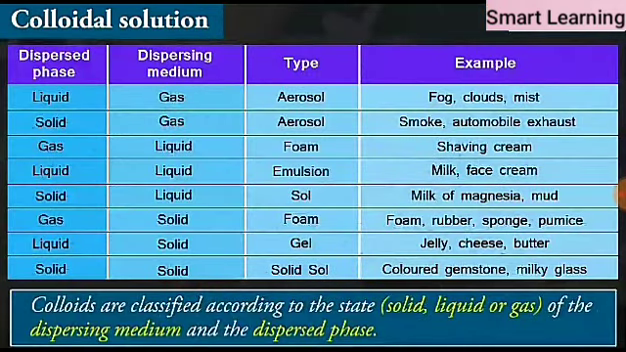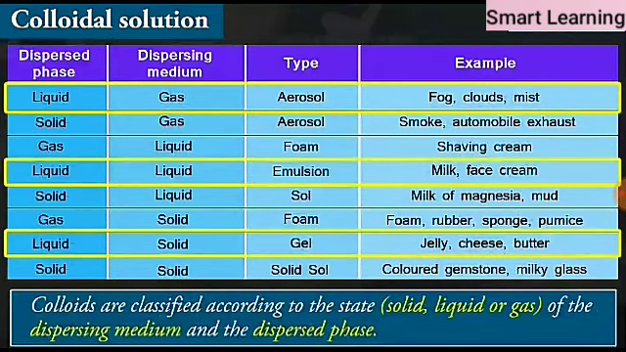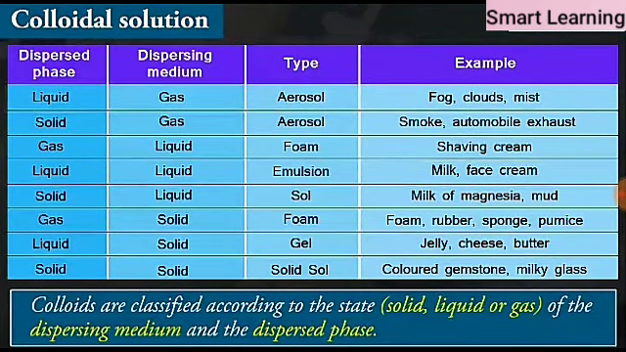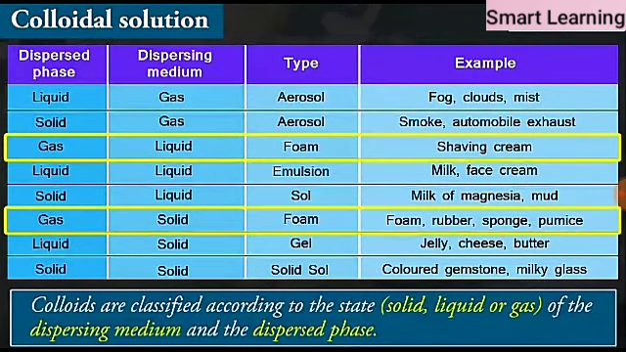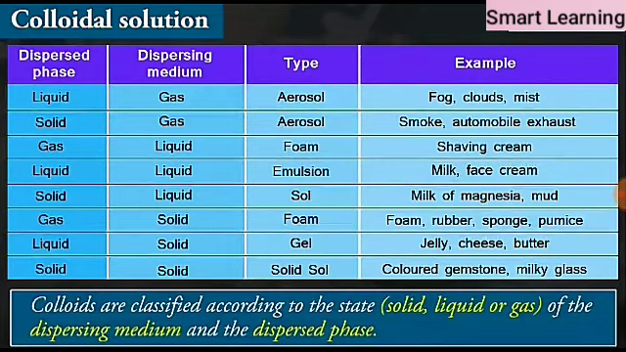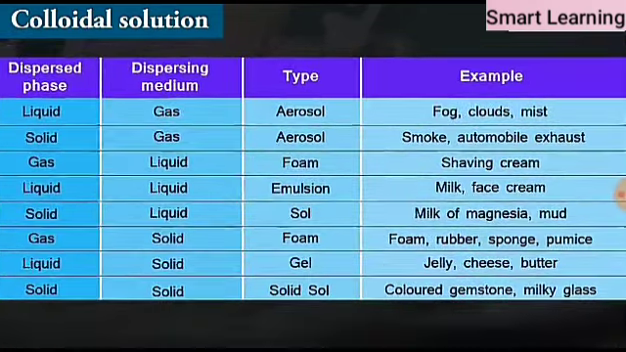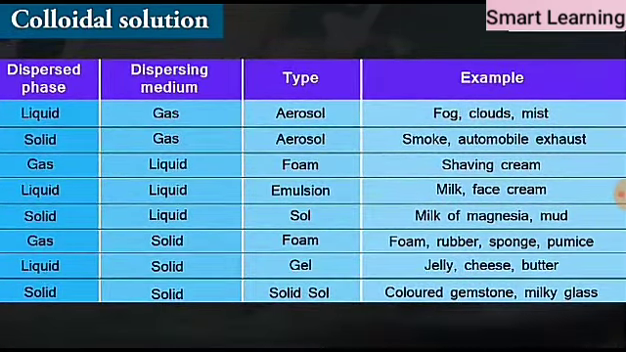Colloids are classified according to the state: solid, liquid, or gas of the dispersing medium and the dispersed phase. A few common examples are given here in the table. From this table, you can see that they are very common in our everyday life.